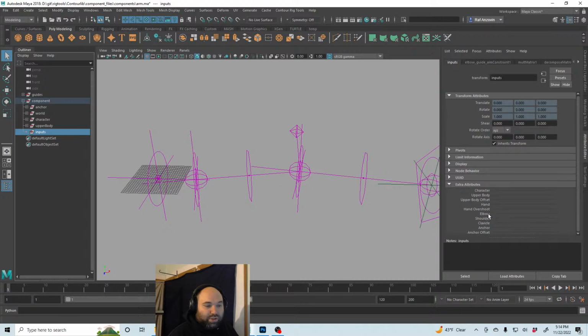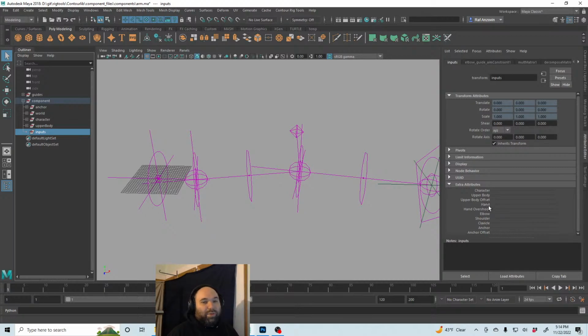Clavicle, elbow, shoulder, hand overshoot. These are all things we're going to be using to figure out where your guides get plugged in. But then you also have these various things like character upper body and upper body offset. We'll be getting to those. These are about spaces, because, of course, one of the things you often need in a rig is space switching.